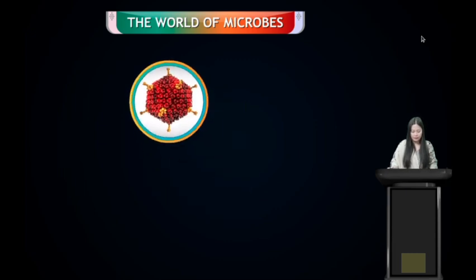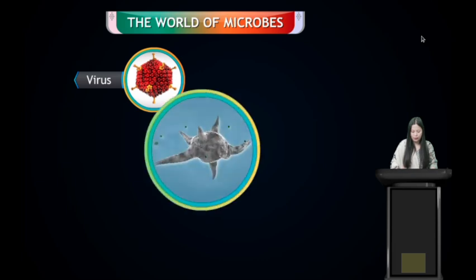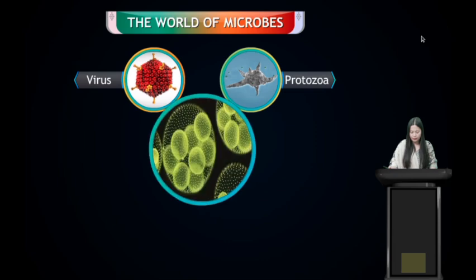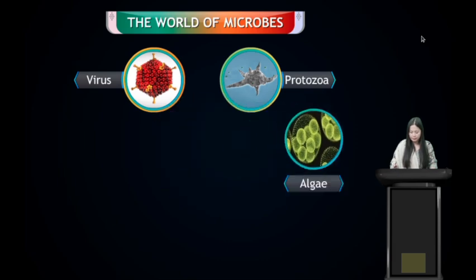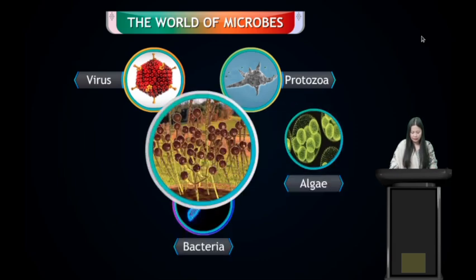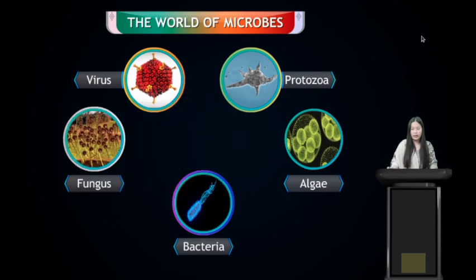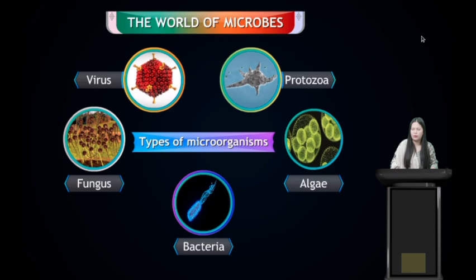We have virus, then we have protozoa, then we have algae, then we have bacteria, then we have fungus. So this is the world of microbes. These are the different types of microorganisms. Microorganisms are classified into different groups such as protozoa, algae, bacteria and fungus.